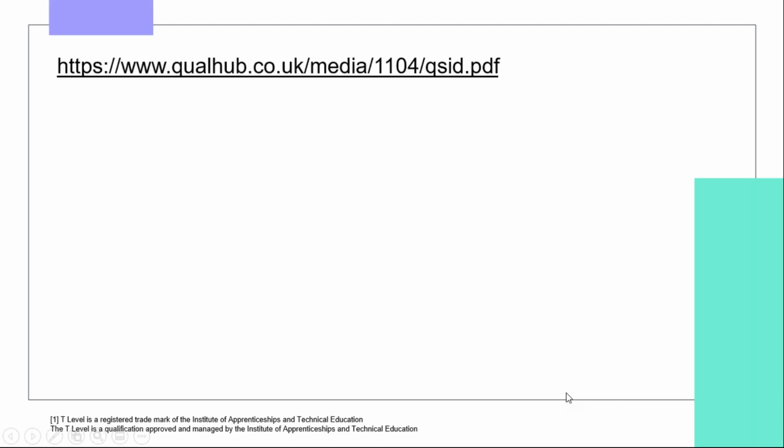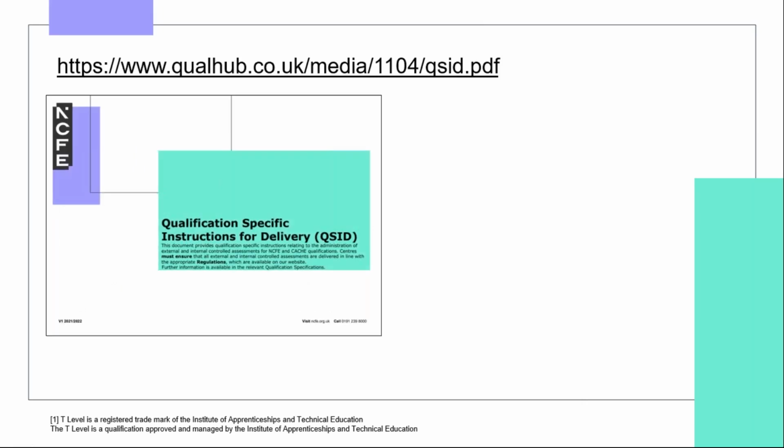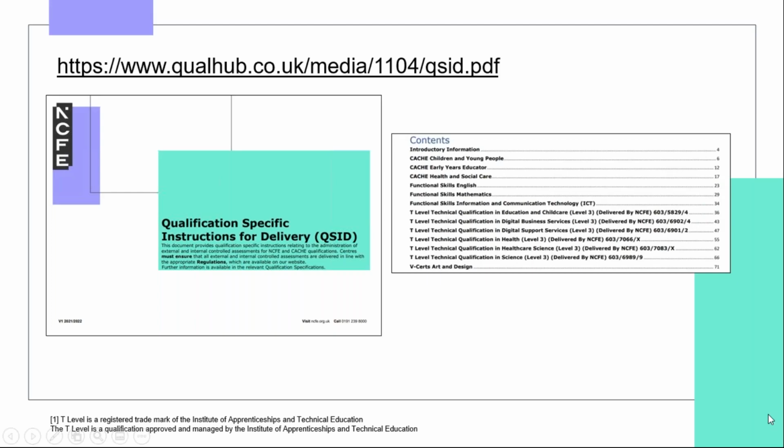Okay, lovely. We're going to start off by signposting you to our QualHub page with the qualification-specific instructions for delivery, or the QSID. This will help you to identify what you need to have in place for all of the T-level summative assessments. And if you look on the contents page, you'll see where you'll find the detail related to this T-level qualification.